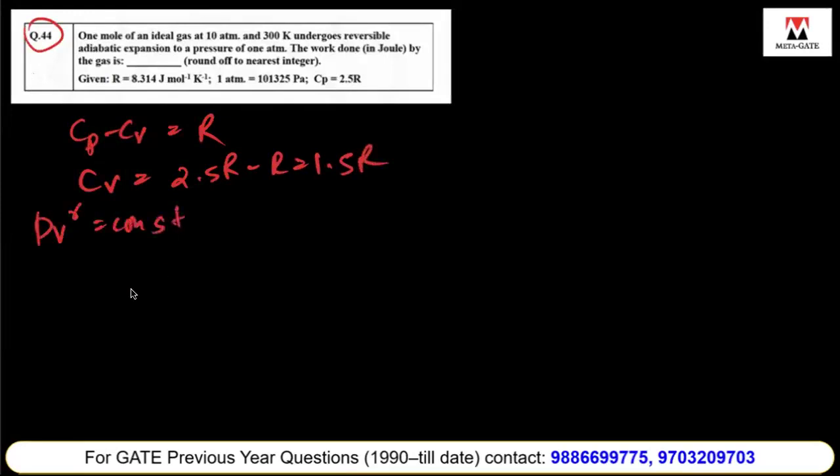You know, Cp minus Cv is equal to R. Cv is equal to 2.5 R minus R, which is 1.5 R. So we know PV to the power gamma is constant for an adiabatic process. So in an adiabatic process, work done is given by P2 V2 minus P1 V1 by 1 minus gamma. So these derivations you can find easily.